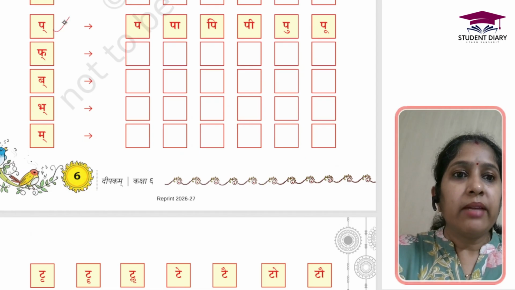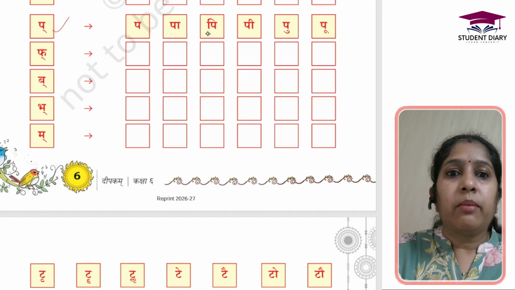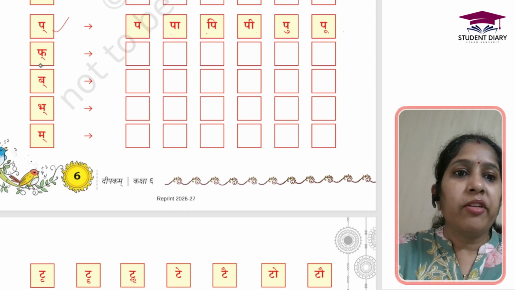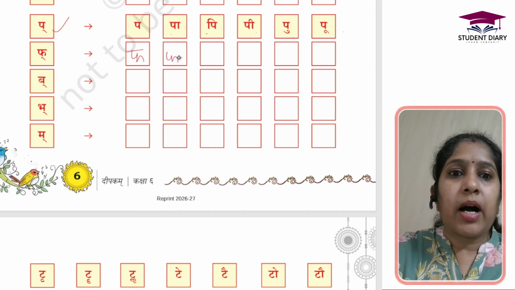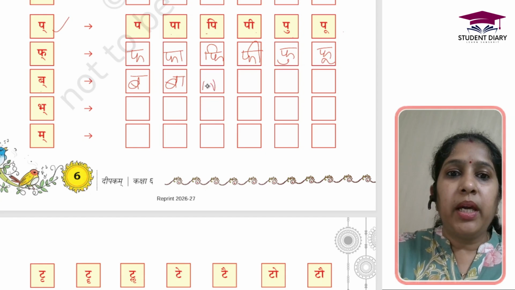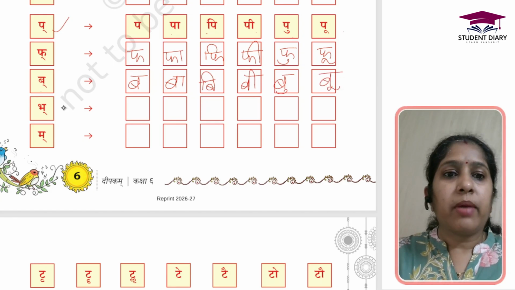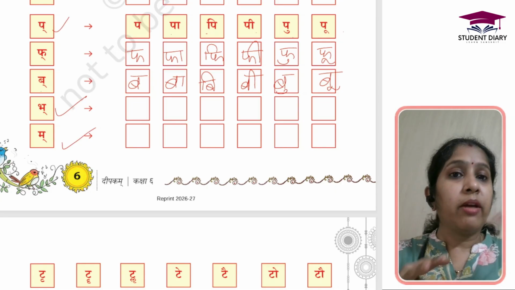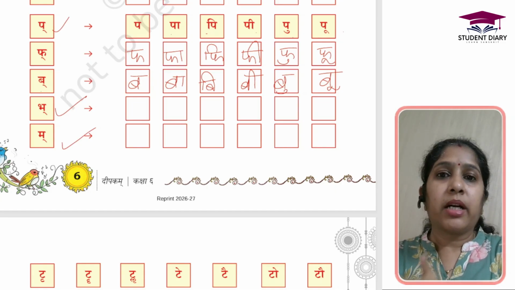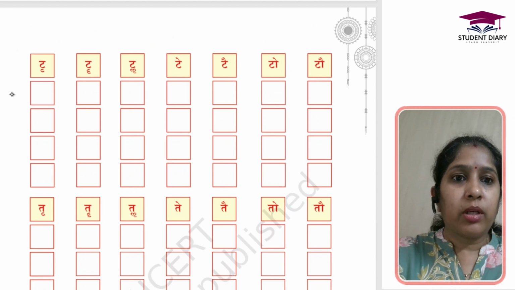Correct? Now let's come to the next line, which is pa. So it is going to be pa, paa, pi, pee, pu, poo. Same way, fa, say fa, faa, fi, fee, fu, foo. Correct? With ba, it will become ba, baa, bi, bee, bu, boo. Correct? So you can make all the matras for bha also and for ma also. So we have completed all the 5 lines with the matras till u. Correct?